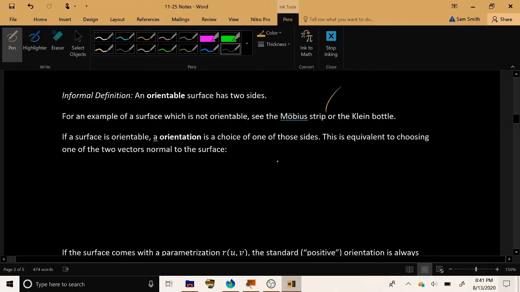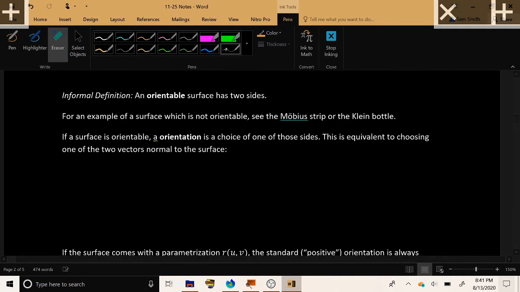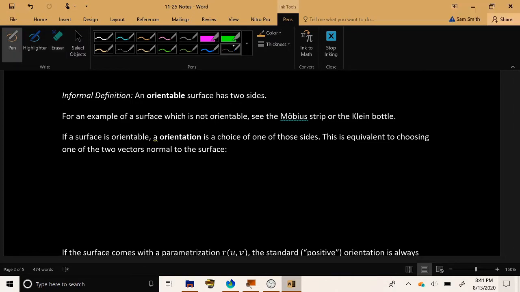So the first thing that we need to establish before we even get started with flux is the idea of the orientation of a surface. Remember when we did line integrals of vector fields, we had to be sensitive to the orientation of the curve that we were dealing with, because different orientations, different directions of traversal gave us opposite answers for the line integrals of vector fields. And something similar will happen here.